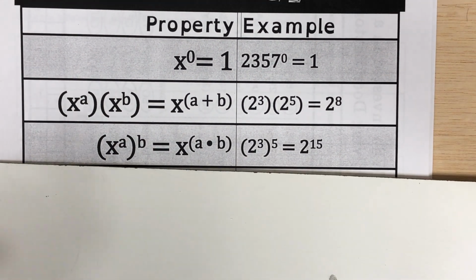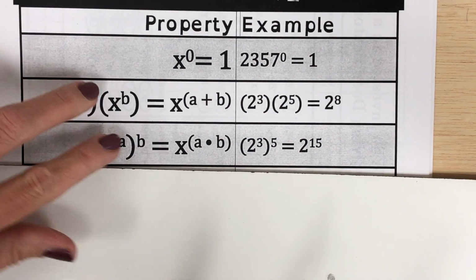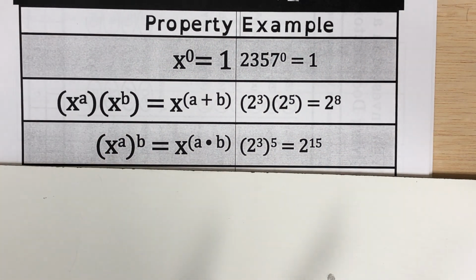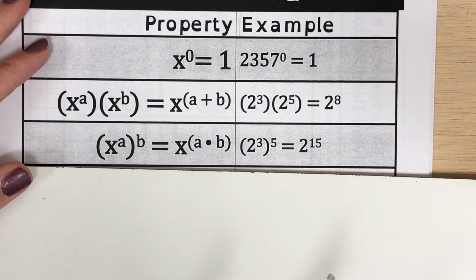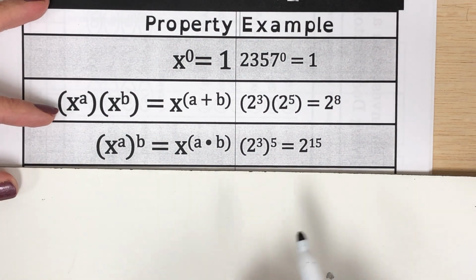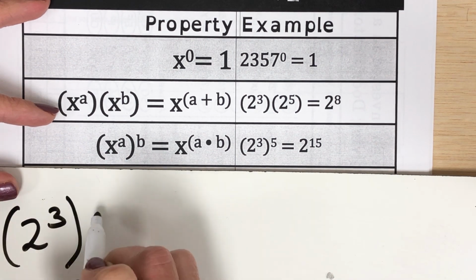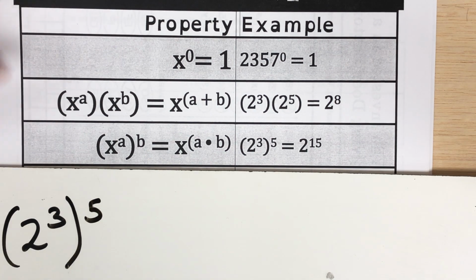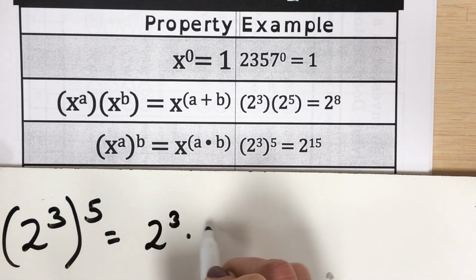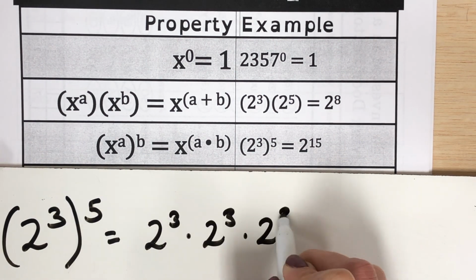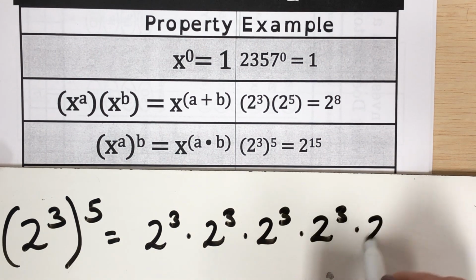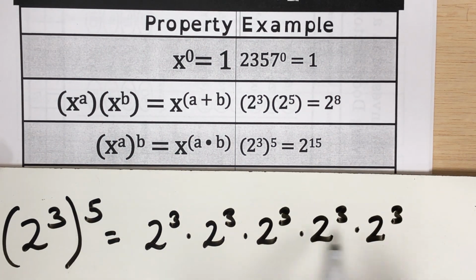The second rule is when you're taking an exponent to a power. People always mess up these ones. So again, let's recreate the rule so that you can recreate it whenever you need to. So if I have 2 to the 3rd power and then I'm taking that whole thing to the 5th power, this simply means I have this amount to the 5th. So I have 2 to the 3rd times 2 to the 3rd times 2 to the 3rd times 2 to the 3rd times 2 to the 3rd. 1, 2, 3, 4, 5 groups of 2 to the 3rd.